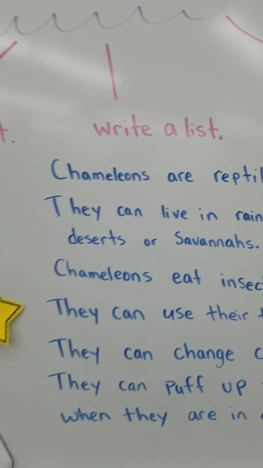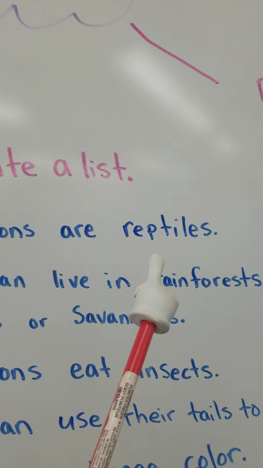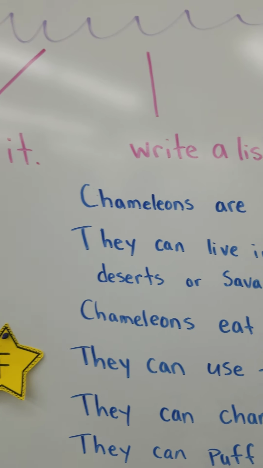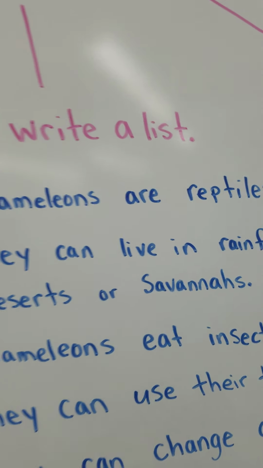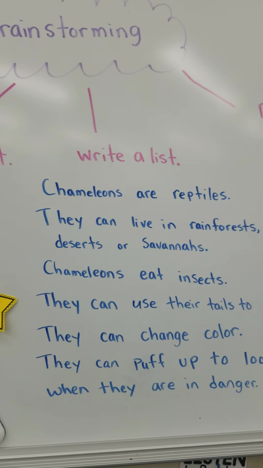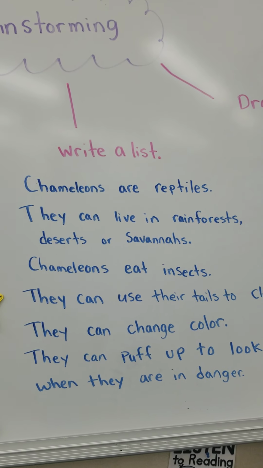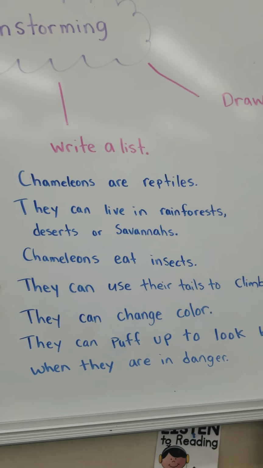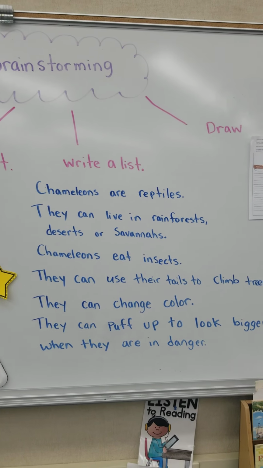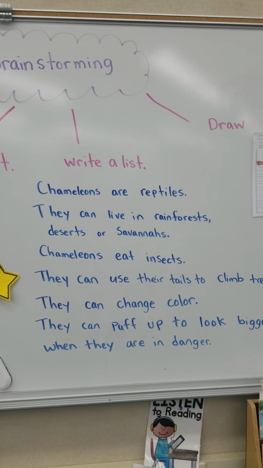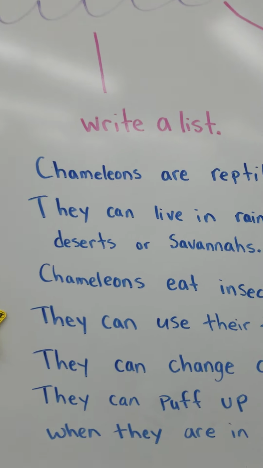One of the facts that I read about was chameleons are reptiles. I also read that they live... I think it's better if I don't use the pointer. I'm just going to back up and read these to you. They can live in rainforests, deserts, or savannas. Chameleons eat insects. They can use their tails to climb trees. They can change color. They can puff up and look bigger when they are in danger. So that's called writing a list.